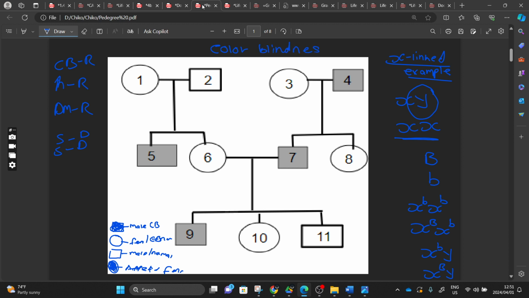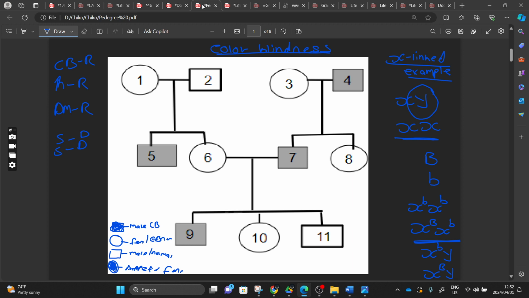Color blindness. They will give you information, right? Maybe they will just come and say color blindness. Maybe they will come and say color blindness is a sex-linked disorder. The moment they say it's a sex-linked disorder, you know that your pedigree is going to be sex-linked. If they don't say it's sex-linked, you are not going to link those characteristics to sex, right?